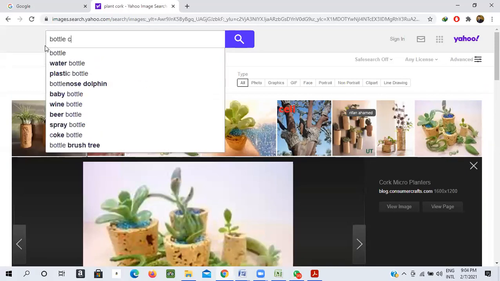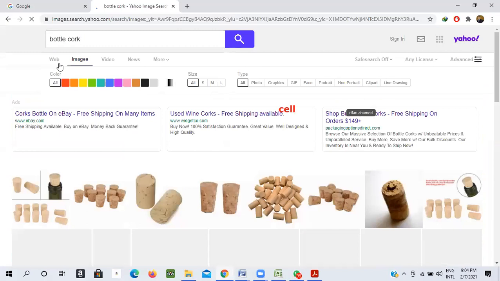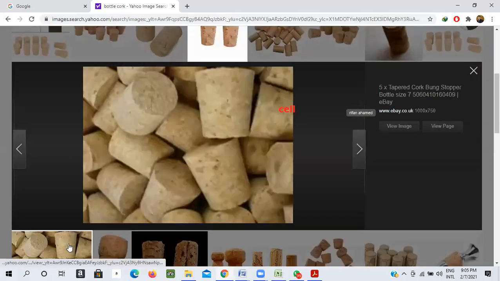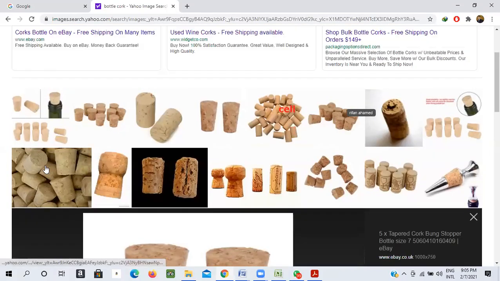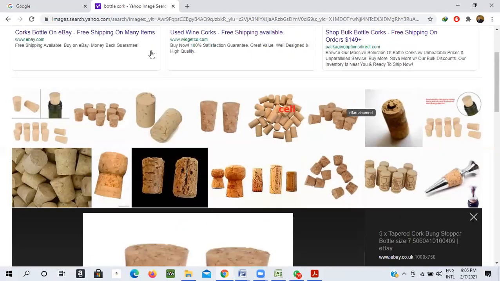Bottle cork. You can see wine bottles have this kind of cork. Have you seen this one? Using that only, Robert Hooke observed the cells. Hope you are clear with it.